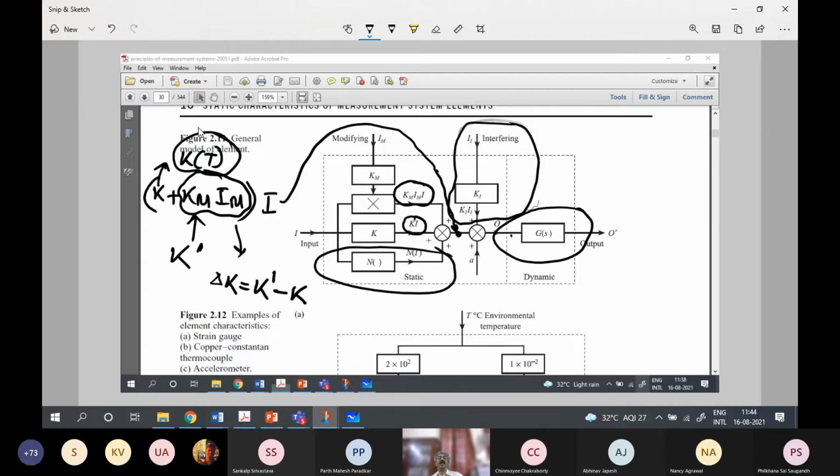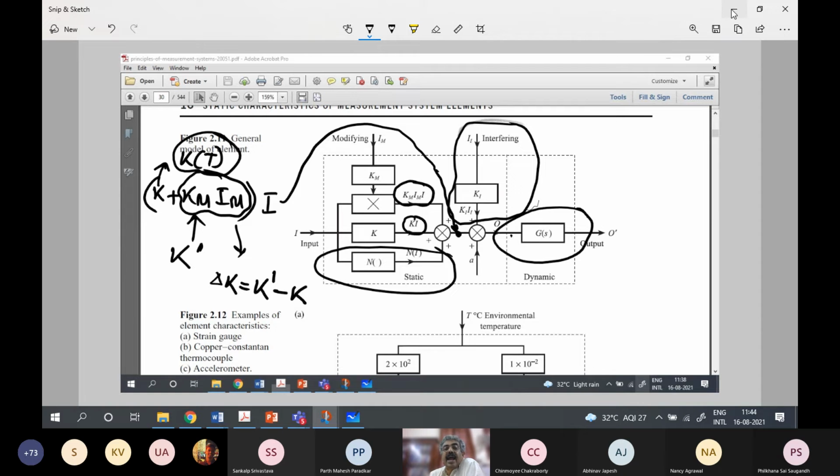For example, how much strain causes how much resistance change is called the gauge factor of a strain gauge. We'll study this. The gauge factor is actually a material property which depends on temperature. So due to the same change in temperature, there is a thermal coefficient of resistance that introduces an interfering effect, but it also changes the gauge factor. When the gauge factor changes, this K itself changes to K dashed, and that introduces another error. Now the resistance change is different, which is due to temperature.